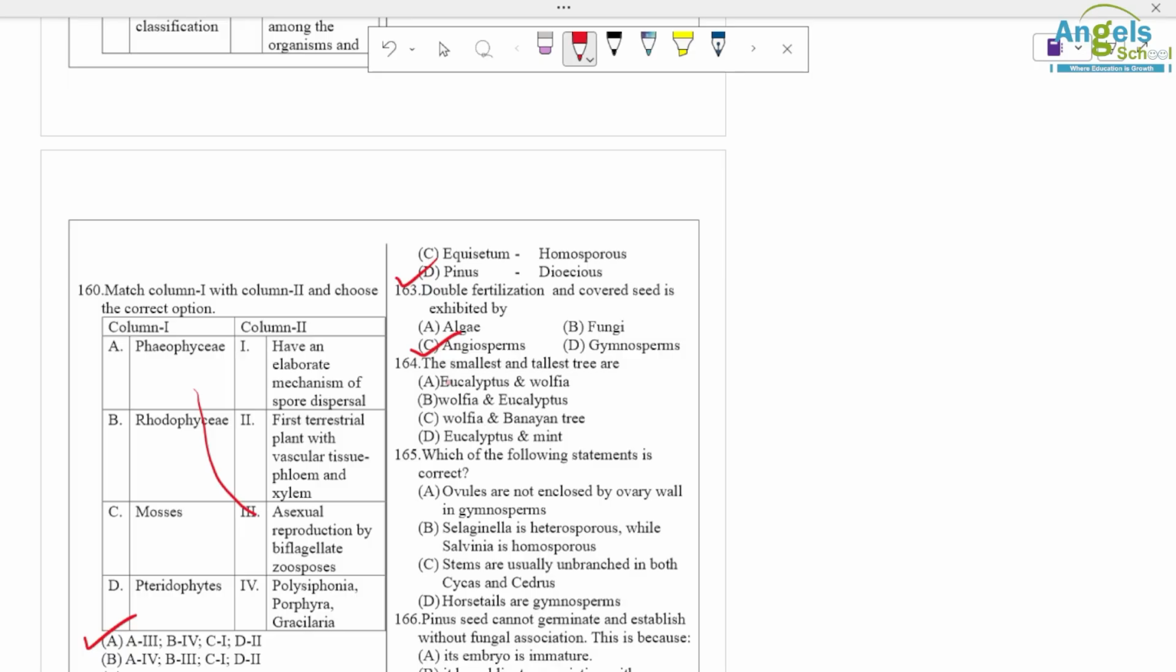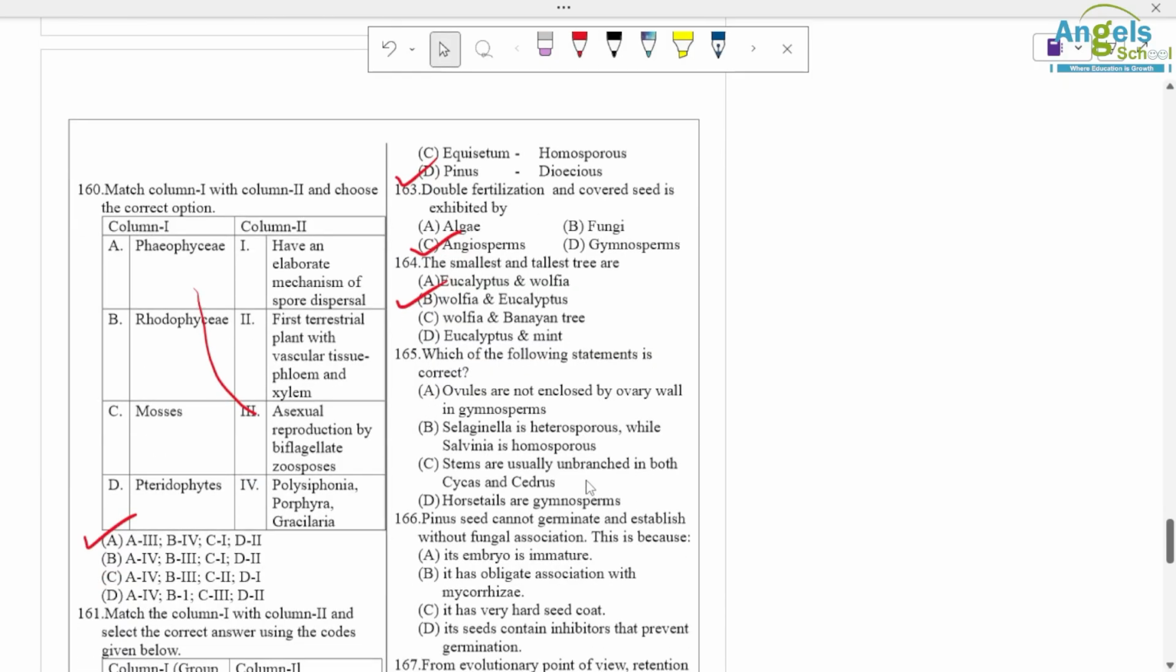Then 164. The smallest and tallest tree. Okay, so the smallest tree is Wolffia and the tallest tree is Eucalyptus. So option B is correct. Which of the following statements is correct? So ovules are not covered by ovary wall in gymnosperms. It is a correct option.